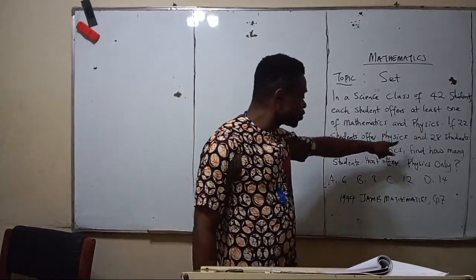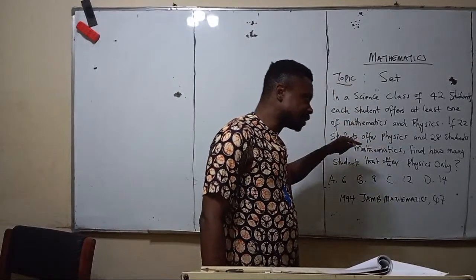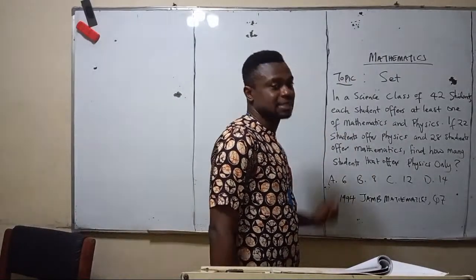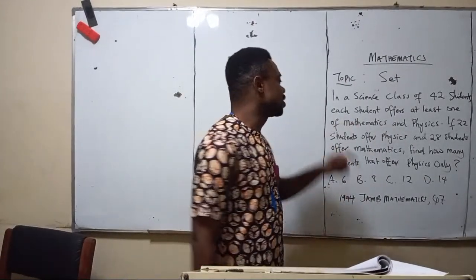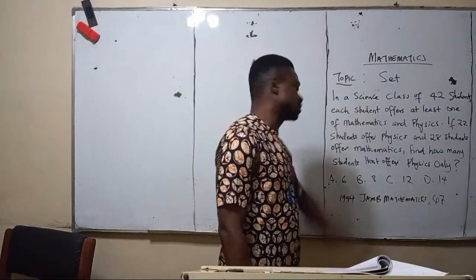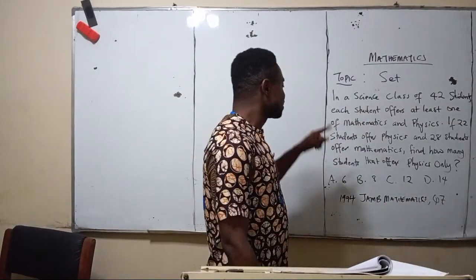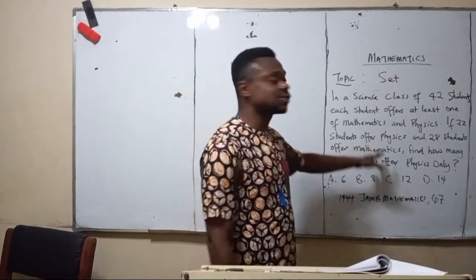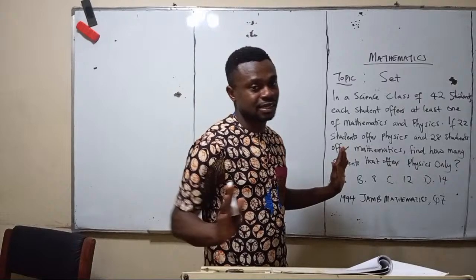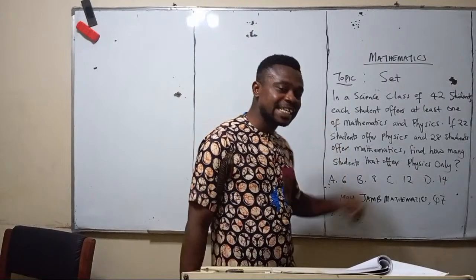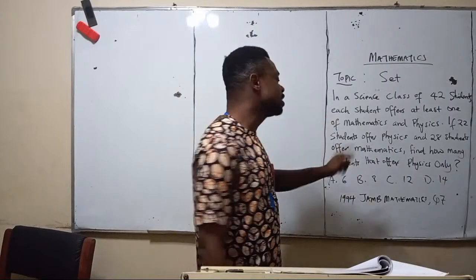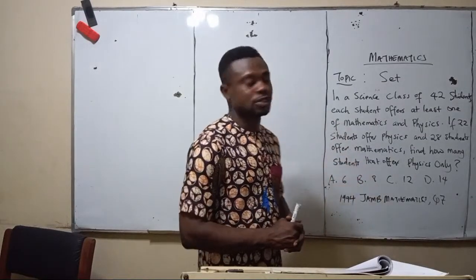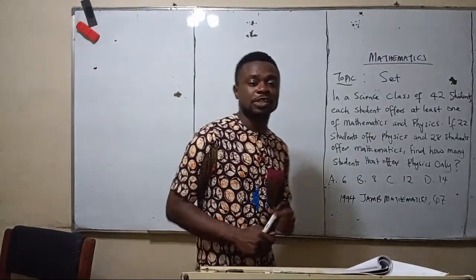There's an overlap here. There are some of the students that are doing both mathematics and physics. There are students that are doing only mathematics, and also there are students that are doing only physics. How do we now calculate the number of students that are doing only physics? They didn't tell us the specific number of students that are doing both of them. They didn't say. So we designate those students that are doing both of them with a symbol, so we can easily do our calculation.